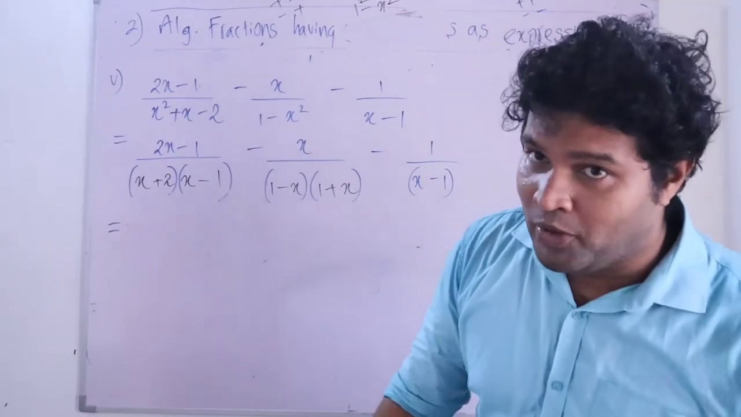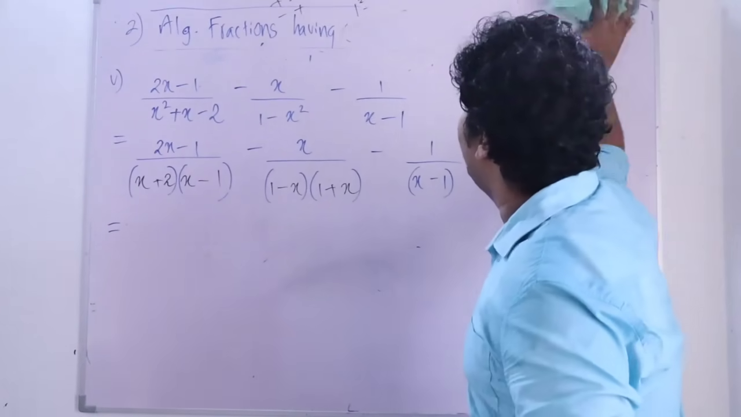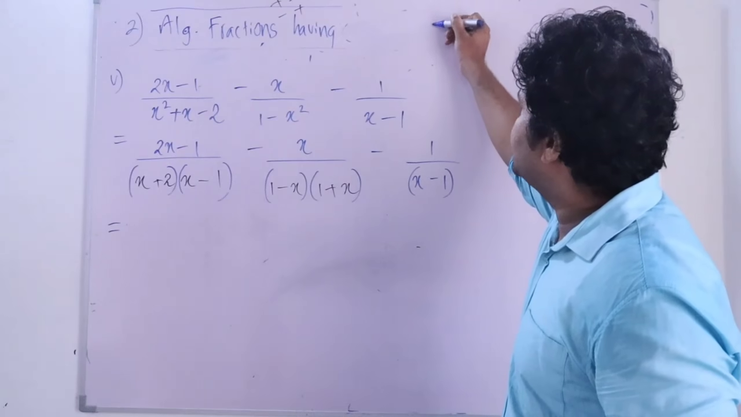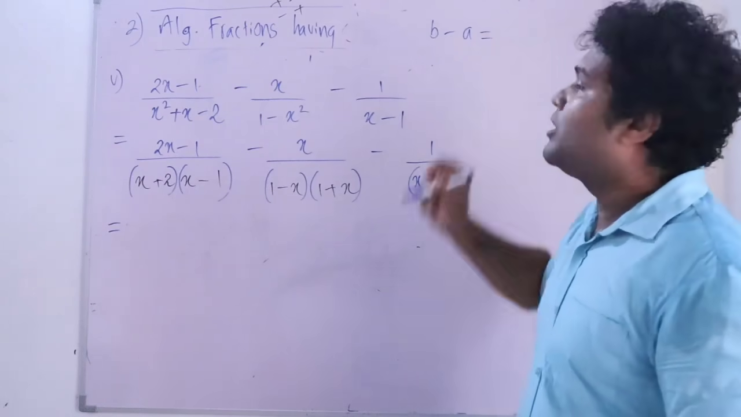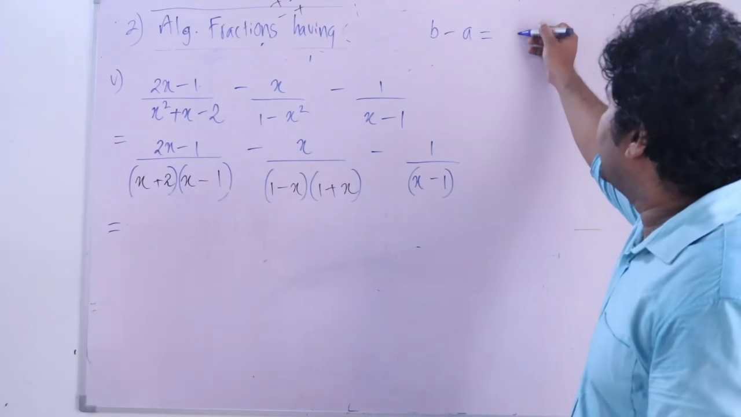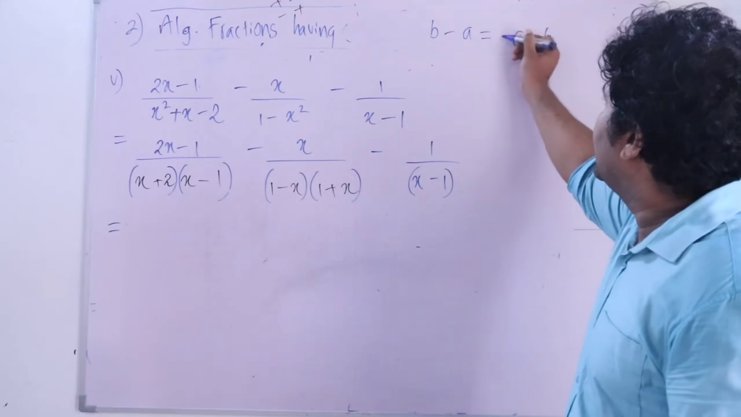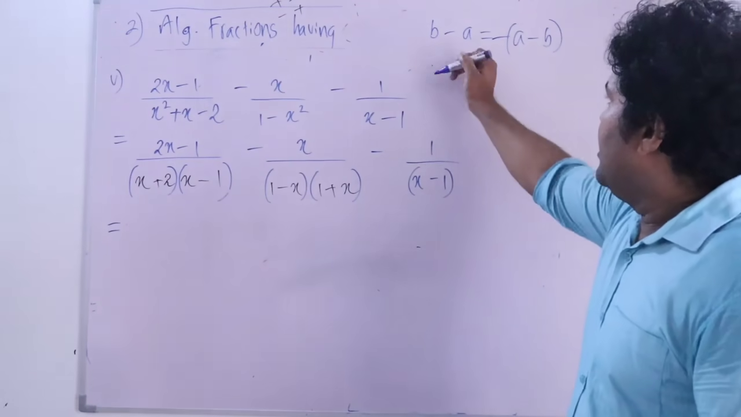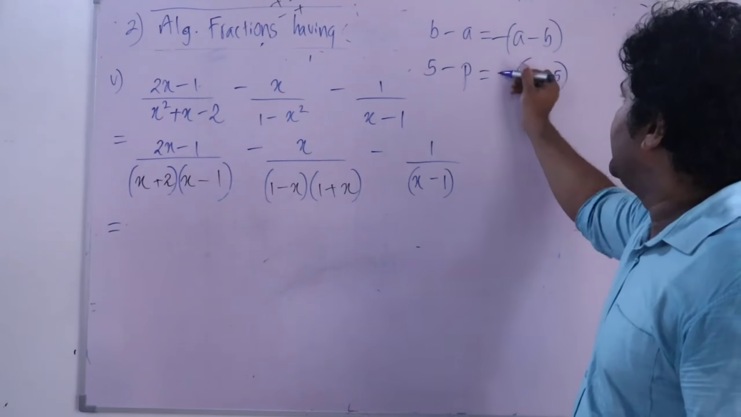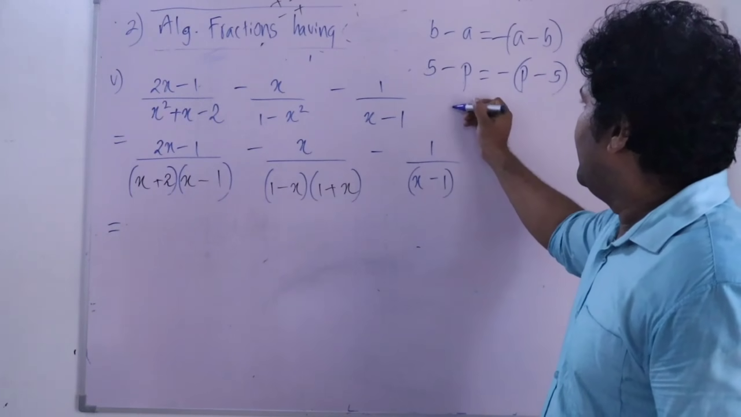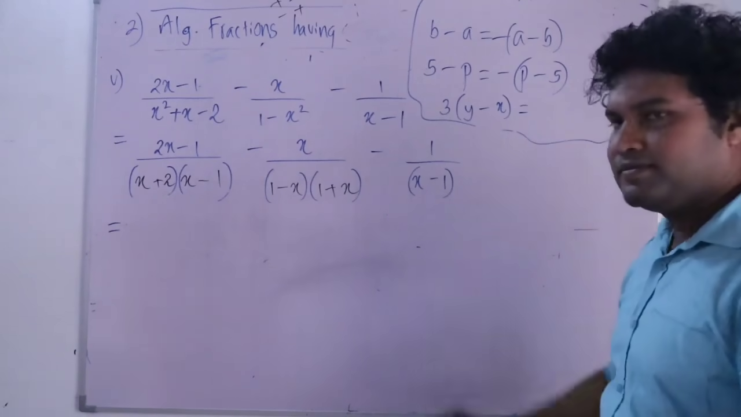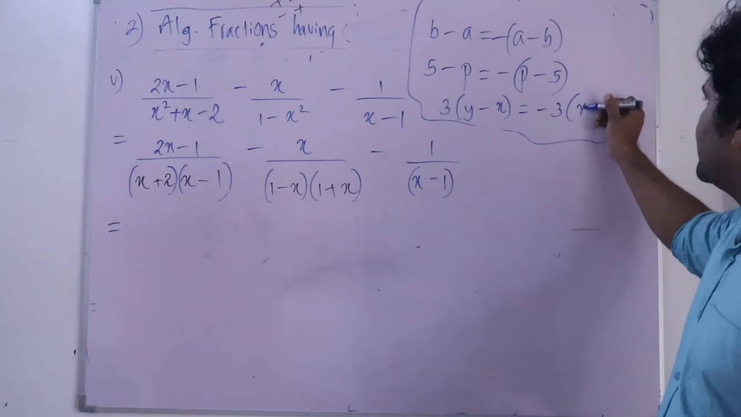I will give an additional note. Remember, when there are abnormal expressions like these, then follow this. If we have an expression like b minus a, how can you write it? In algebraic fractions and relations, if you want to change, you better write a minus b, but keep a minus sign in front. If you have 5 minus p, how to write? Yes, p minus 5 with a minus sign in front, right? Okay, you follow. 3 times y minus x, how to write? This is minus 3 times x minus y.